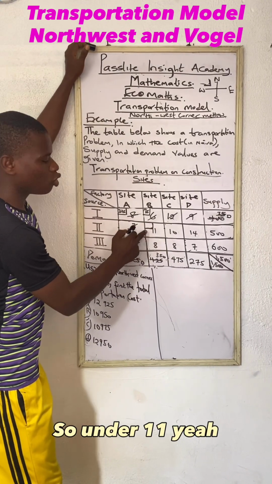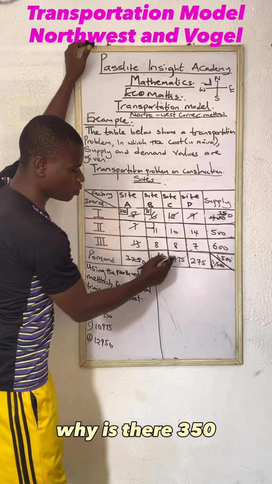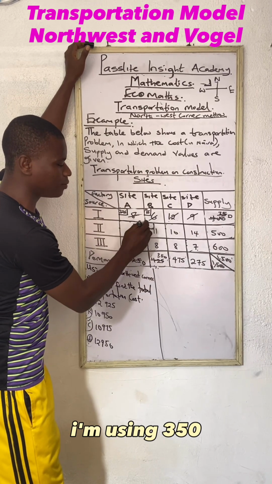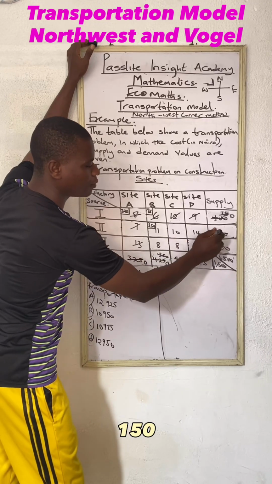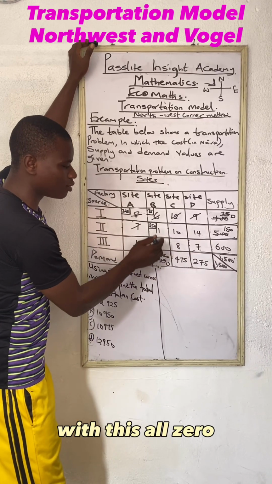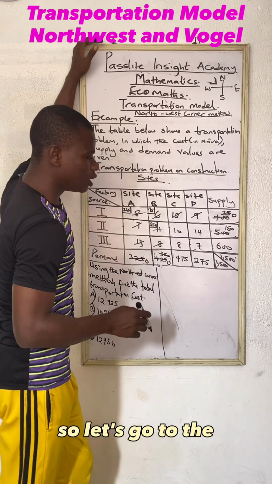Under 11 here, what is there? 500. What is there? 350. I'm using 350. 350 minus 350 is 0. 500 minus 350, 150 here. So cancel this, all 0. Cancel this. So let's go to the next one.